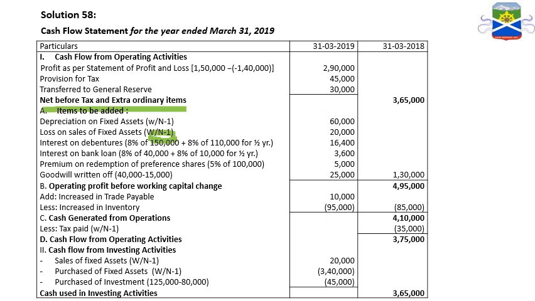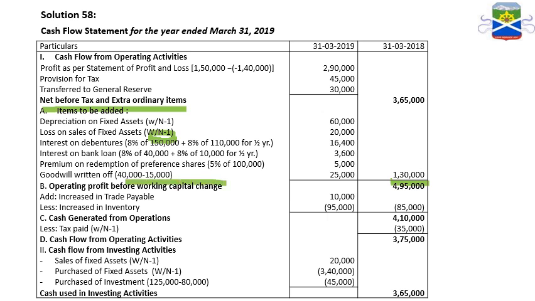And then premium on redemption of preference share is 55,000, and goodwill written off 25,000. So altogether we'll have 1,30,000, that is the item to be added. Now there is no other item to be subtracted, so we'll add 3,65,000 and 1,30,000. We have 4,95,000 as operating profit before working capital change.